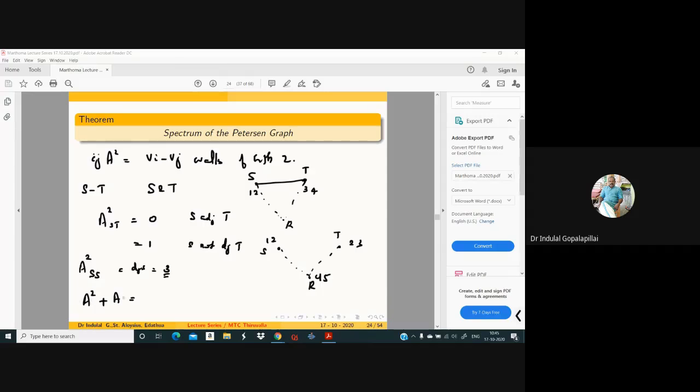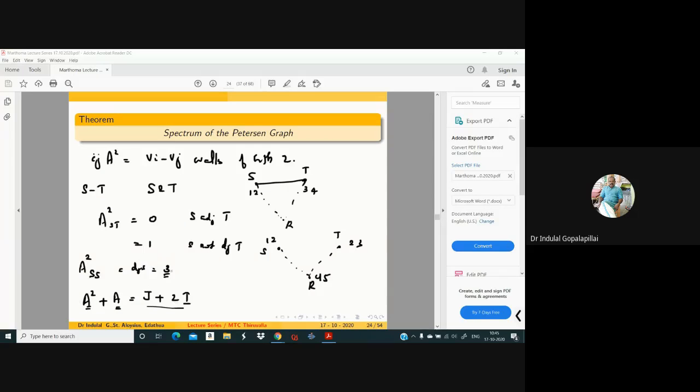So A square plus A gives us J plus 2I, where J is the all-one matrix. So that the diagonal entry of this side is 1 plus 2, 3, and all others are 1, and the corresponding entry sum in A square plus A is always 1. Whenever there is a 0 here in A square, the corresponding entry in A is 1, and vice versa. So A square plus A is equal to J plus 2I.